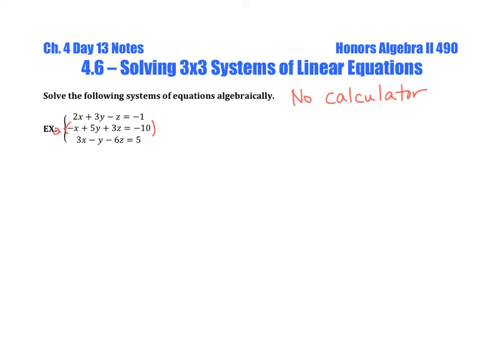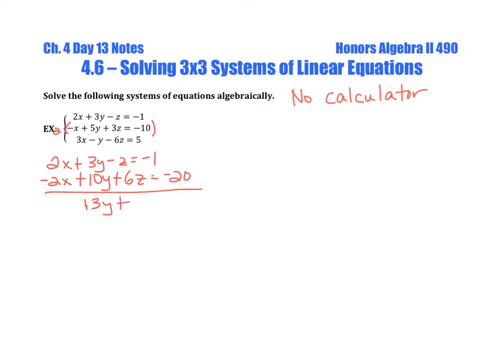First of all, I'm just going to copy down the first equation. So 2x plus 3y minus z is equal to -1. And then if I multiply everything in the second equation by 2, I get -2x plus 10y plus 6z is equal to -20. And if I go through and add the equations, my x term goes away. I get 13y plus 5z is equal to -21. All right, so we haven't solved for any value of any variable yet, but we have eliminated one of the variables. We eliminated the x variable between those 2 equations.